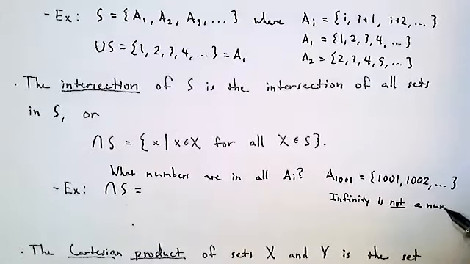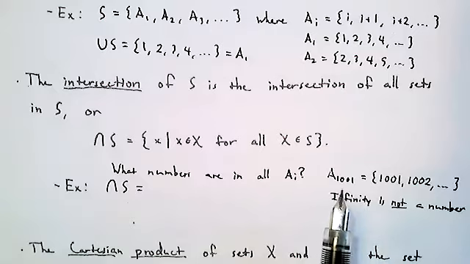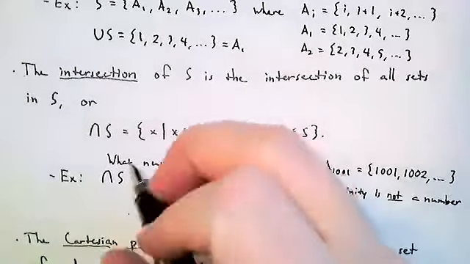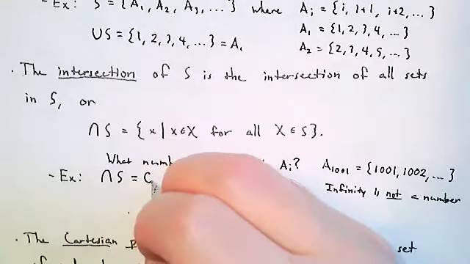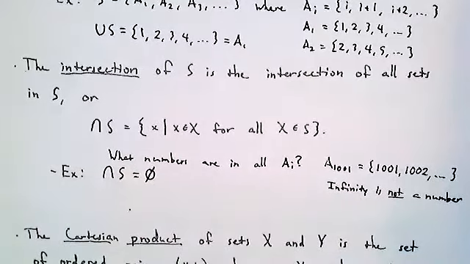Is it the universal set? The universal set, so the universal set would be everything. So that might be like all the numbers. But we definitely know that there are some numbers that aren't going to be here, like 1,000. So let me tell you what it is. It's nothing. The intersection is the empty set.